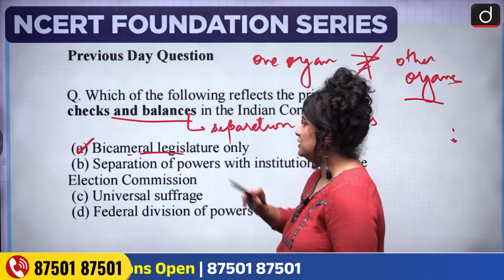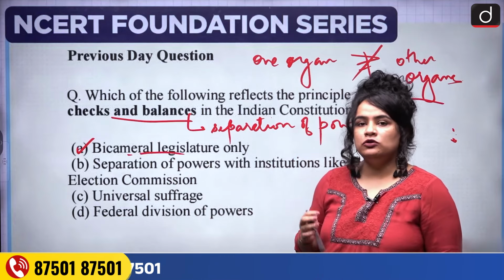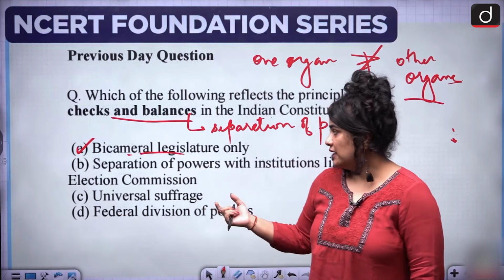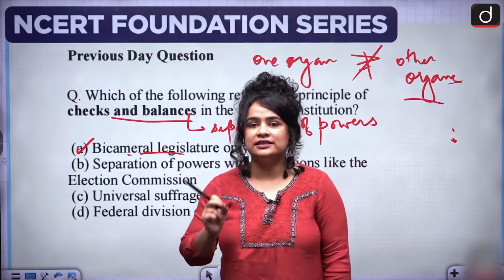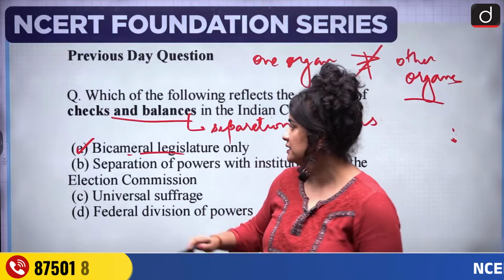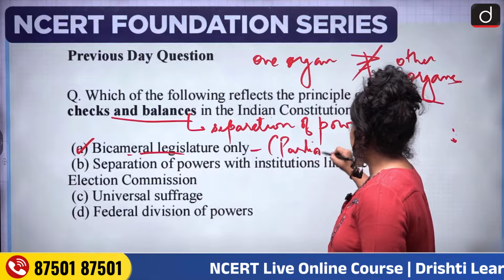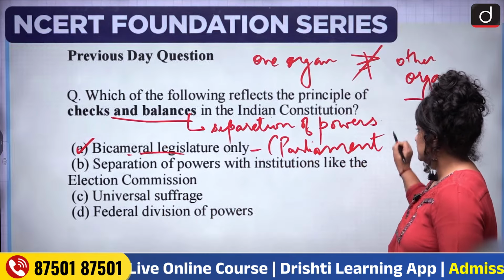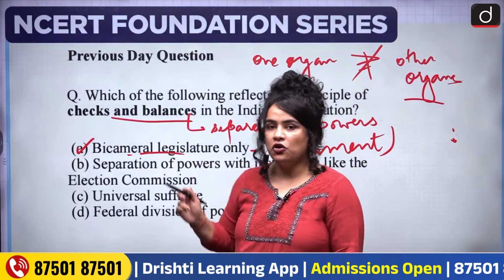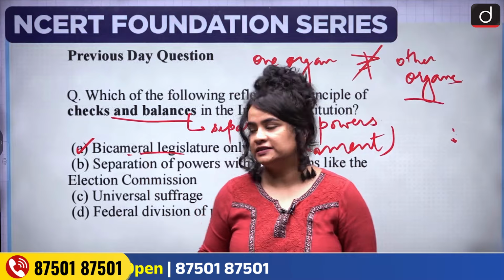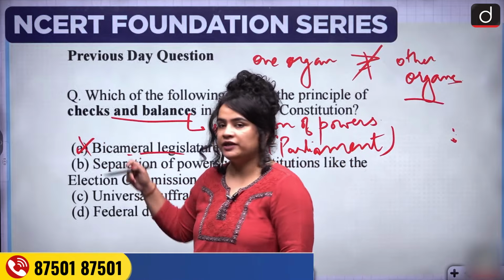A bicameral legislature. We are talking about two houses, the Rajya Sabha and the Lok Sabha in case of the parliament, and this provides internal checks and balances to the parliament, to the legislature itself. It's a very internal tool to the legislature, but not concerned with the holistic picture of all organs. So this is something that we can rule out.